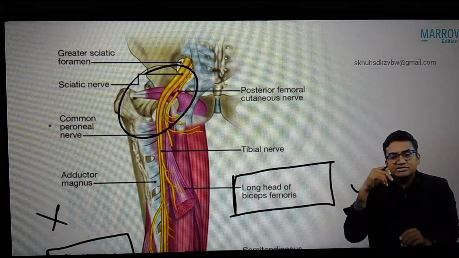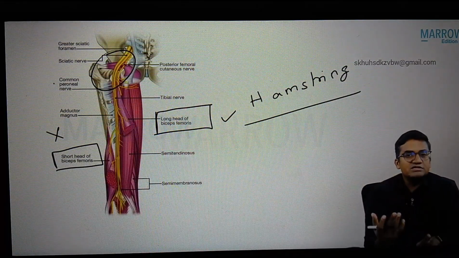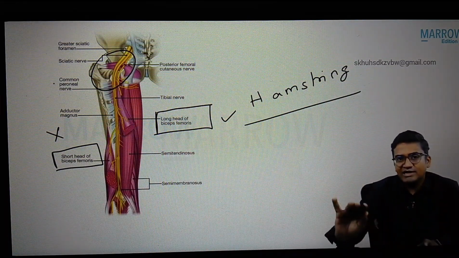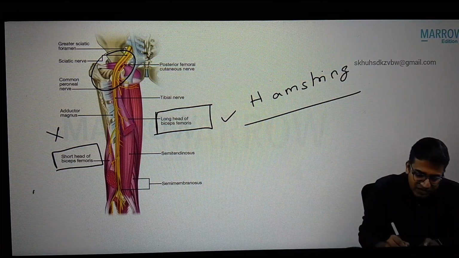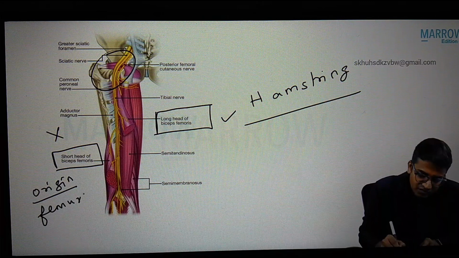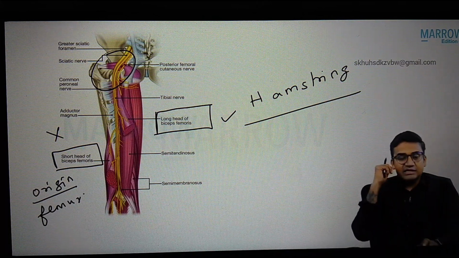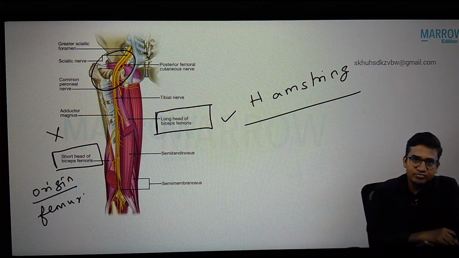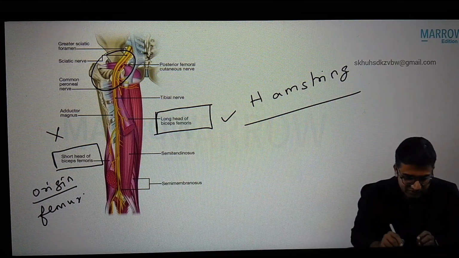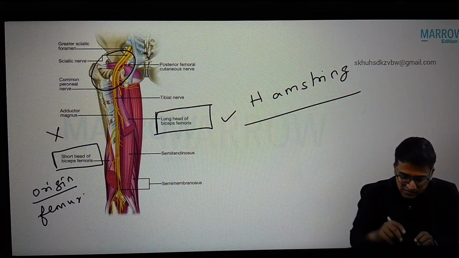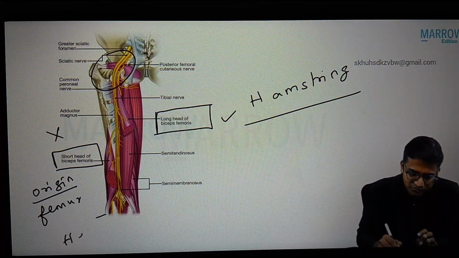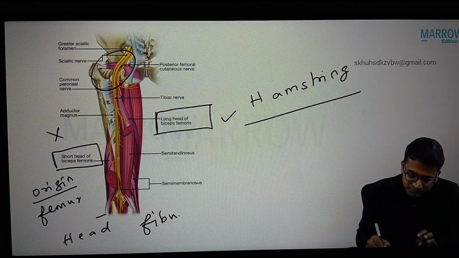I told you just now, if you say hamstring muscle, they should take origin from the ischial tuberosity. The short head of biceps femoris is not taking origin from the ischial tuberosity. It is taking origin from the femur bone. So the short head of biceps femoris is not a hamstring muscle. Okay, right. Now, the long head and short head join together and then are inserted to the head of the fibula bone.